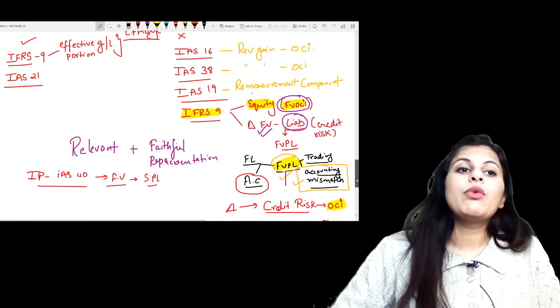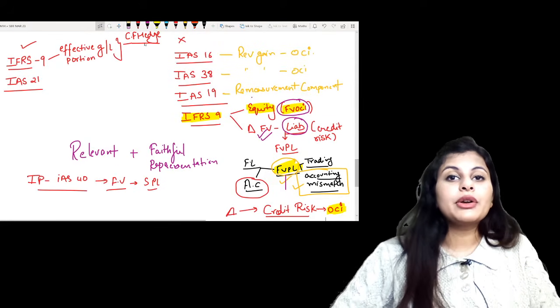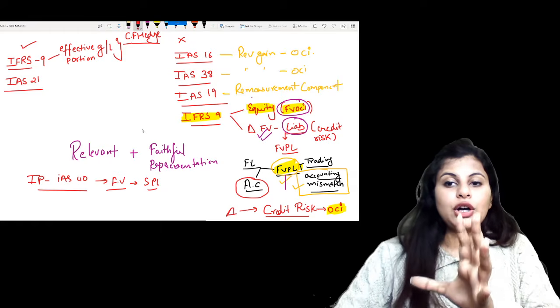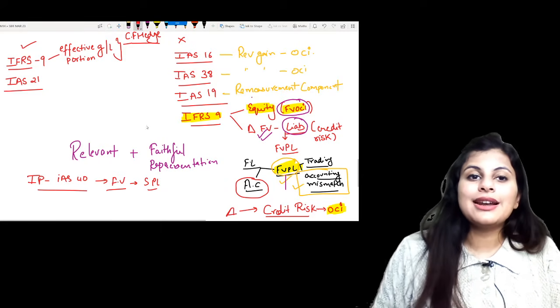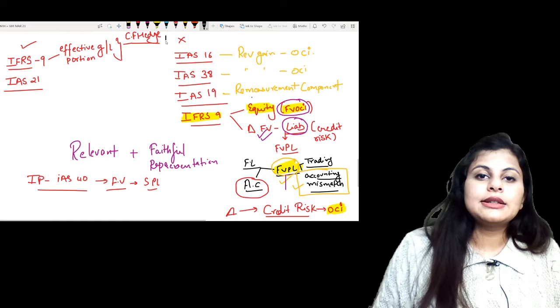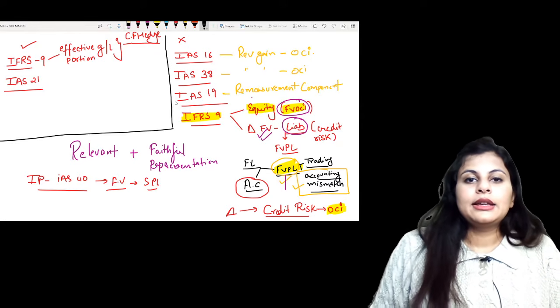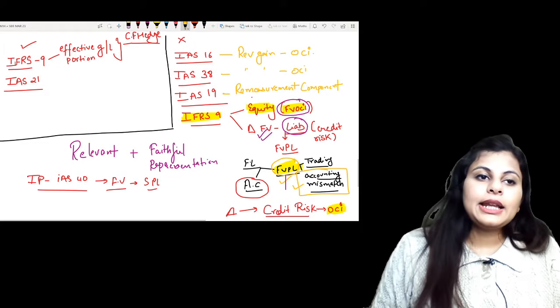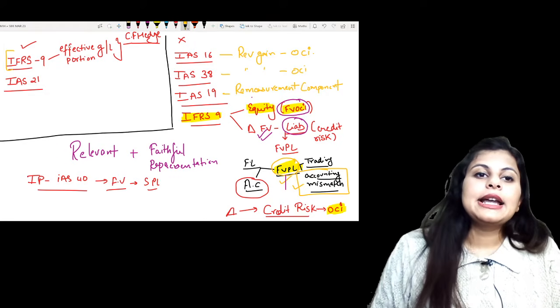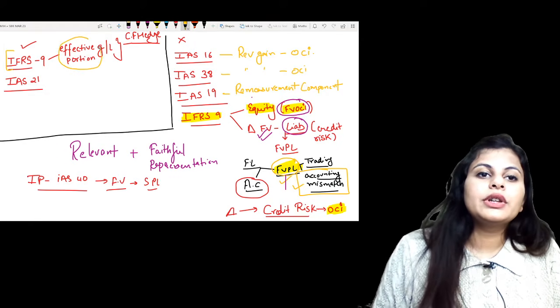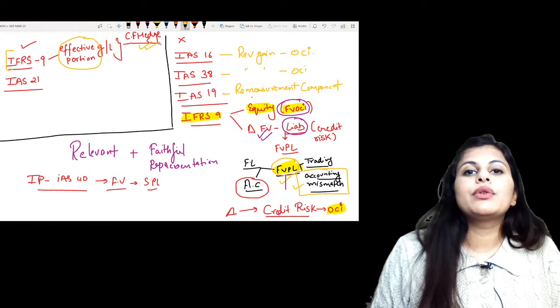So these are the list of items which are not reclassified to statement of profit and loss. Then ma'am, what is reclassified to statement of profit and loss? This is a huge list of what is not reclassified. So let us understand what is reclassified. First of all, under IFRS 9, the effective portion of the gain or loss of a cash flow hedge.